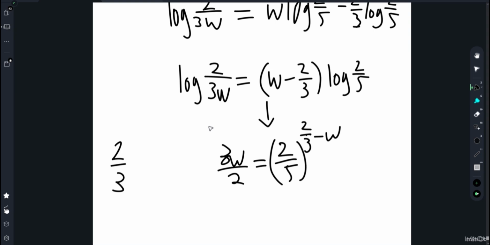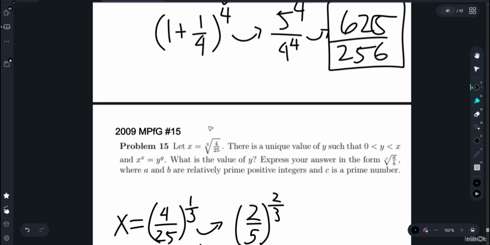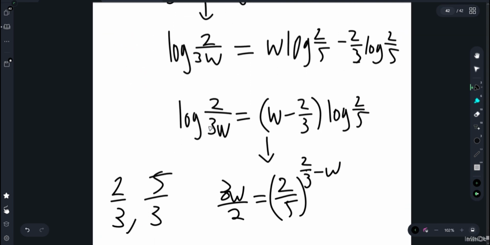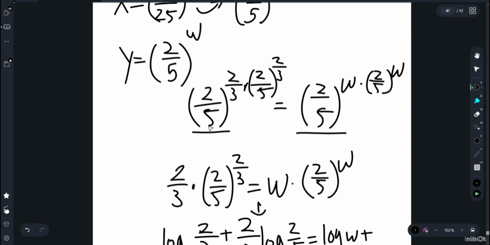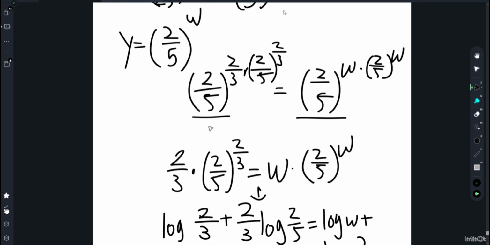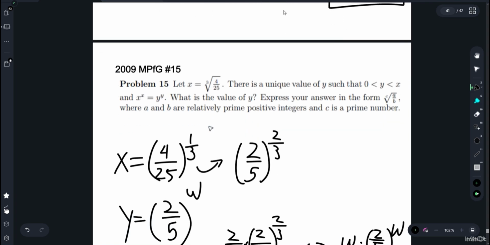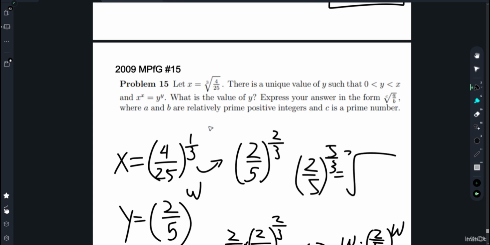So we get 2/3 and 5/3, and we want to see the unique value of y such that 0 is less than y is less than x. Obviously 5/3 is going to be our valid outcome, as x is 2/5, and the greater the power for numbers less than 1, the less the number. And so 5/3 is our answer. We want to find what y is. So 2/5 to the 5/3 is equal to the cube root of 32 over 3125.